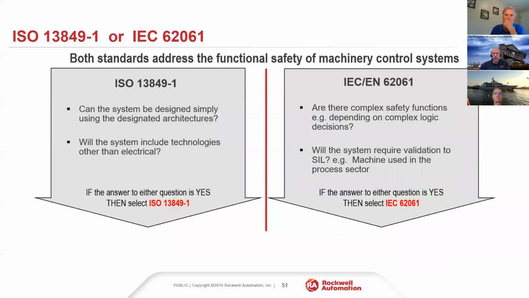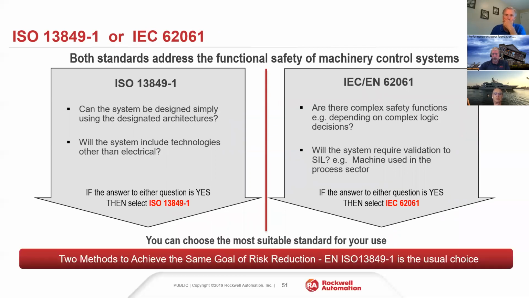So let's talk a little bit more about that. The thing to remember here, and this just kind of pushes the point, is that you can use either one. Either one is acceptable to use. You can choose the most suitable standard for your use when you're looking at machinery. The thing to keep in mind, typically though, is the second question right here. Will the system include technologies other than electrical? If the answer is yes, then 13849 is the applicable standard, because that standard addresses those other technologies. Okay?